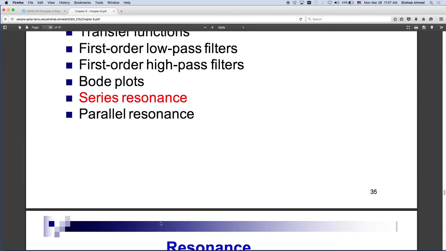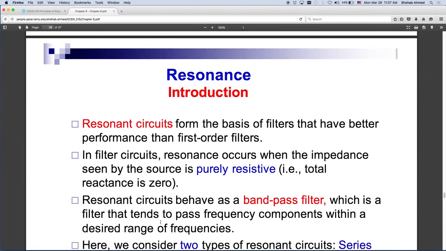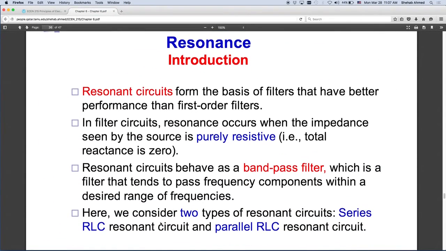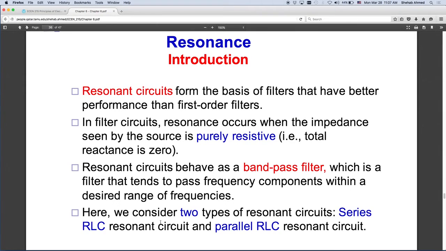The next topic is still another application of the frequency and magnitude plot, but it has some physical significance. We talked about bandpass filters before. It's a filter that allows a certain band of frequencies to pass. And we said that one way to do this is to put a low-pass filter cascaded with a high-pass filter. Another way to do it is using resonance circuits.